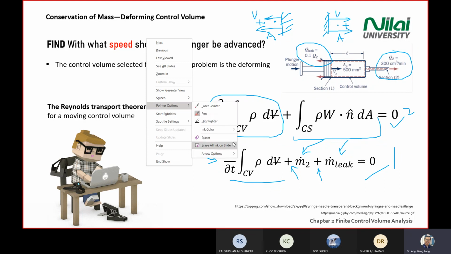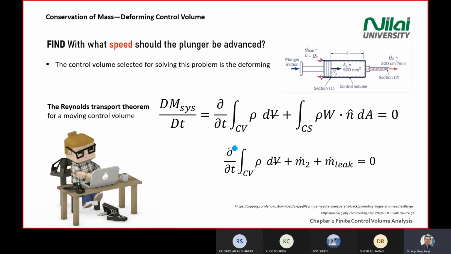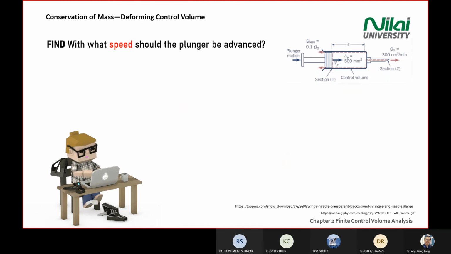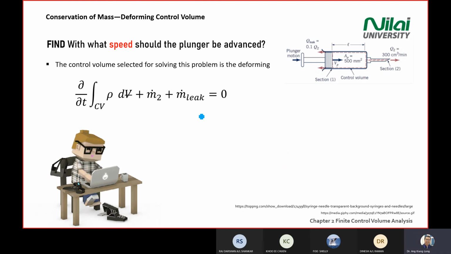Okay, it seems none of you have any questions. We move forward. I already explained why there is a positive sign there just now. So we continue solving the equation that we have just now: the integration of your control volume plus m dot 2 plus m dot leak.